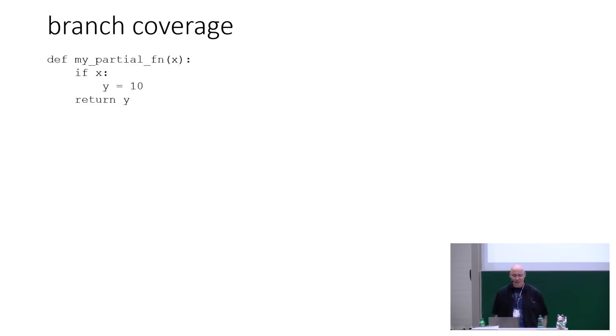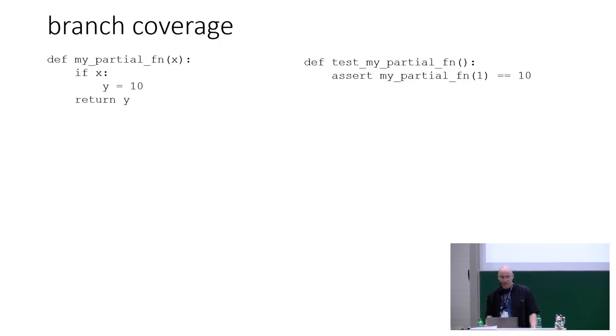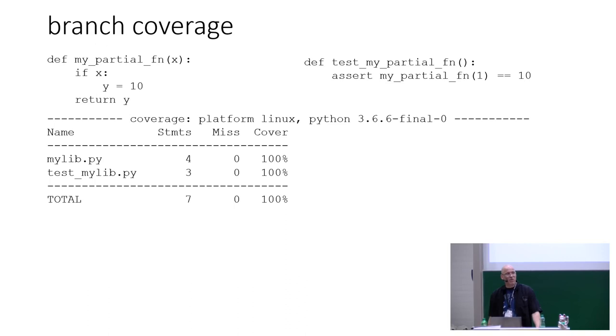So let's have a look at an example here. We have this function called my partial function, and it takes one parameter, one argument. It says if x is defined or true, then set y to 10 and return y. So if we were to test this function, and we would write a unit test which just calls it with 1, which evaluates to true in Python, then we had 100% code coverage.